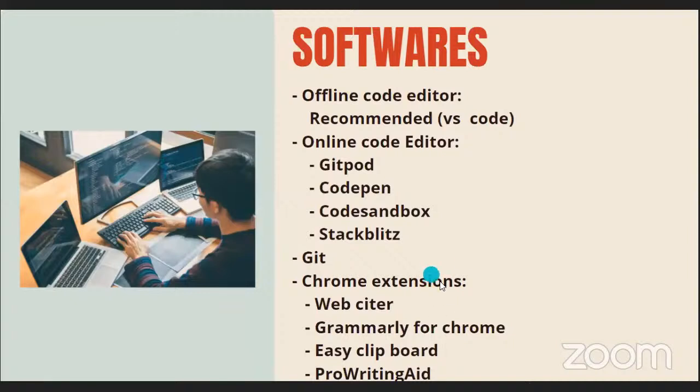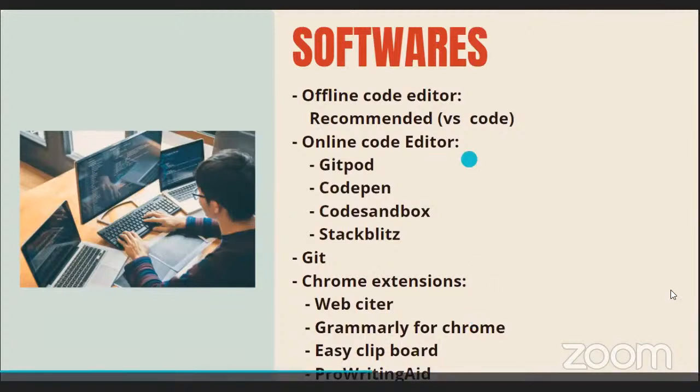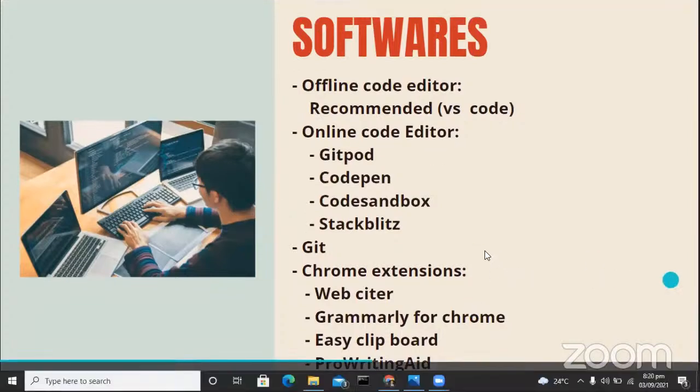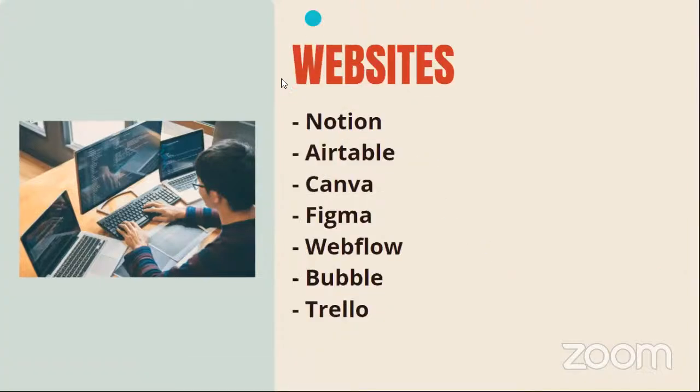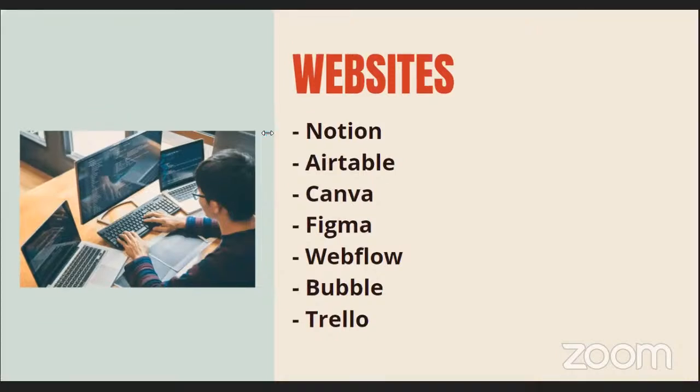So these are my favorites. I love Pro Writing Aid and Grammarly for Chrome. They are so nice. Whenever I'm writing on my laptop, it gives me real-time updates and edits. But they are online tools, you should know that. So that's for software. For websites, these are websites you can use for your technical writing journey.